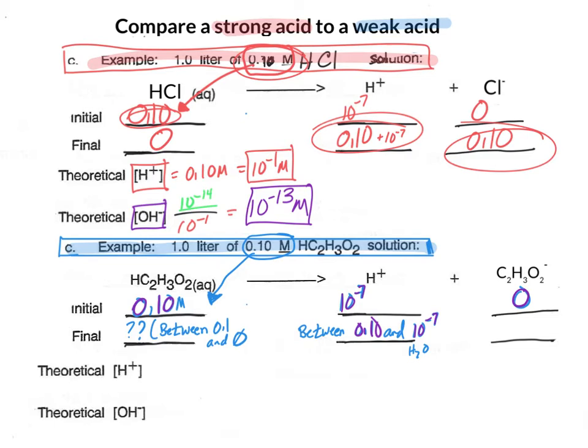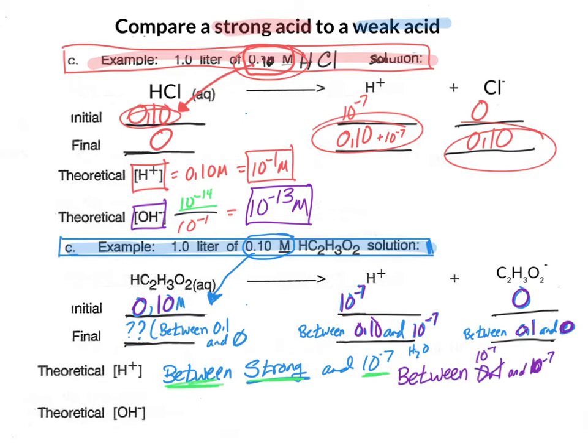What this tells us is that for the theoretical hydrogen ion concentration, whenever we have a weak acid, the answer will always be between two numbers. The two numbers it will be between are the original concentration and 10 to the negative 7 because we're still in water. And our theoretical hydroxide ion concentration will still be looking at that 10 to the negative 14 factor.